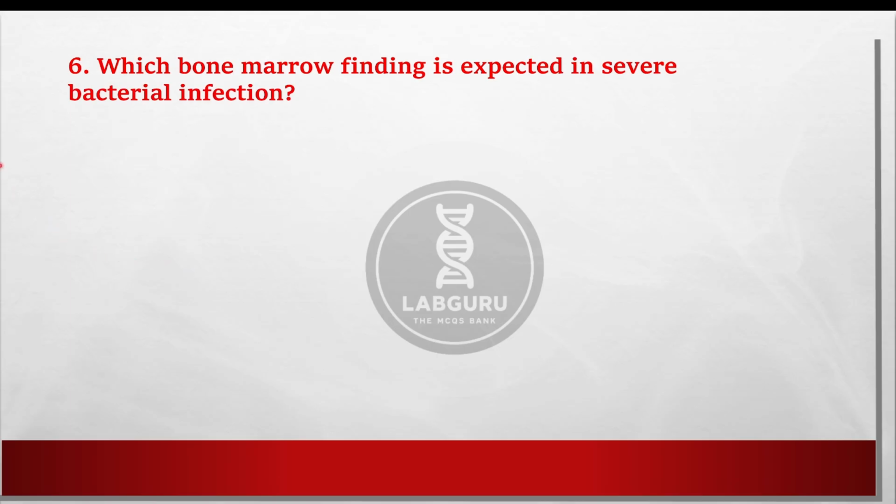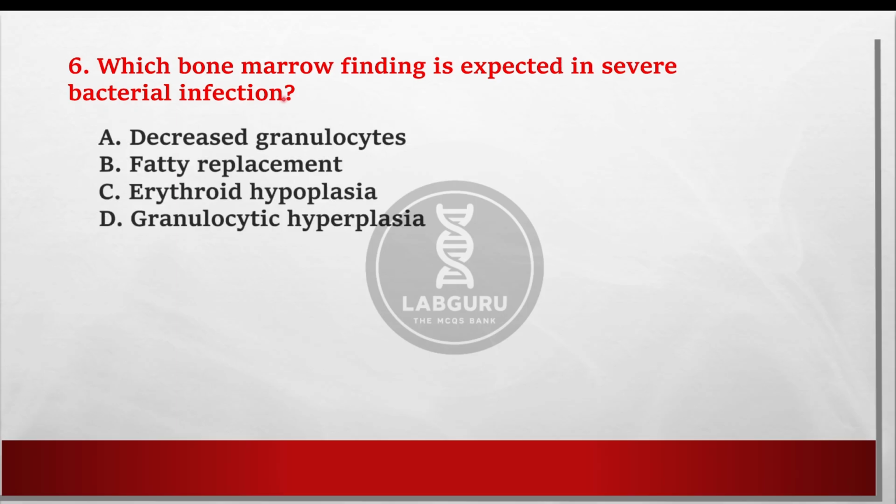Question number 6. Which bone marrow finding is expected in severe bacterial infection? If there is a severe bacterial infection, what can we expect from the bone marrow finding? Options are option A decreased granulocytes. Granulocytes means neutrophil, eosinophil, or basophil. Option B is fatty replacement. Option C, erythroid hypoplasia, and option D is granulocytic hyperplasia.